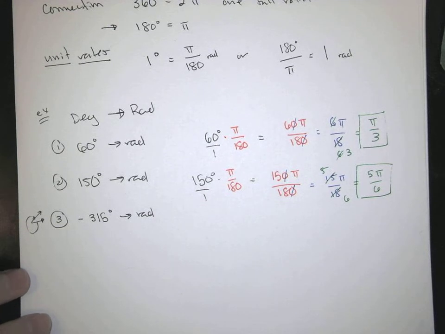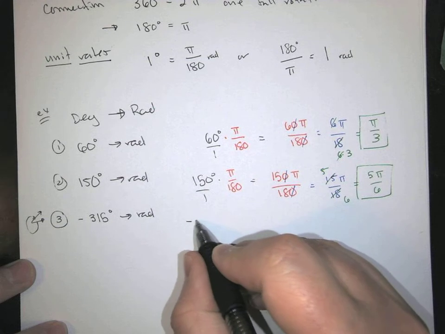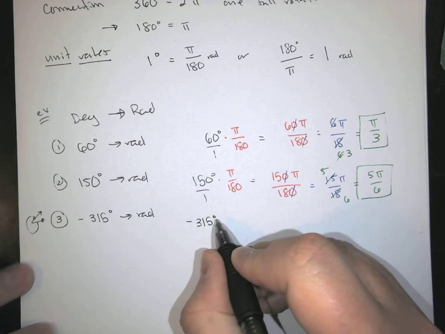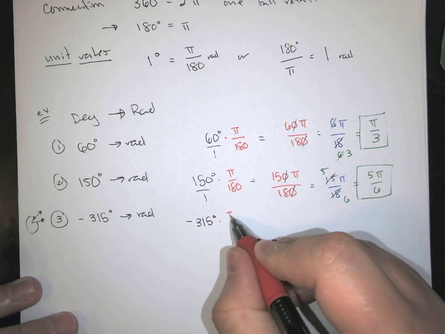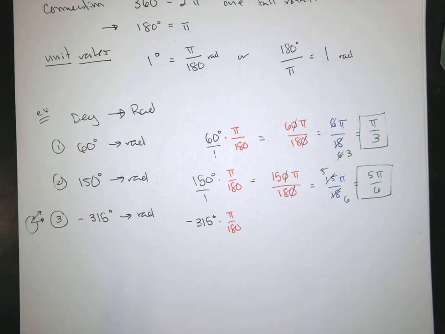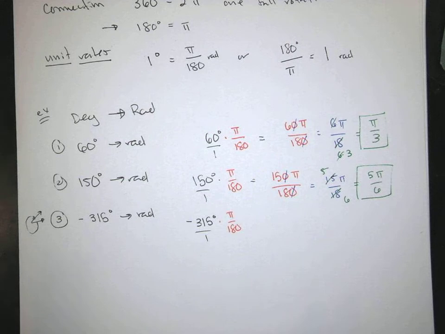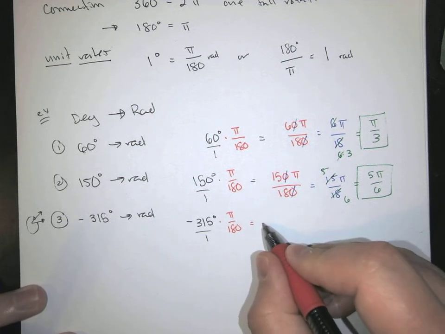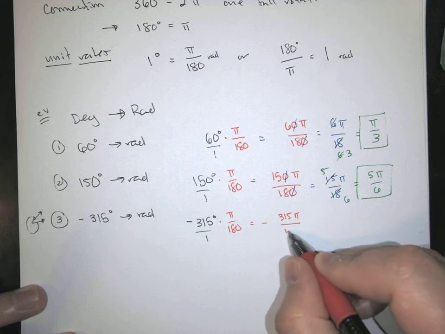But as far as doing a conversion, if I have a negative angle in degrees, I'm just going to get a negative angle in radians. So a negative angle is a negative angle in both systems. I can ignore the negative and really just work with the numbers. So this is going to be the negative version of 315 pi over 180.